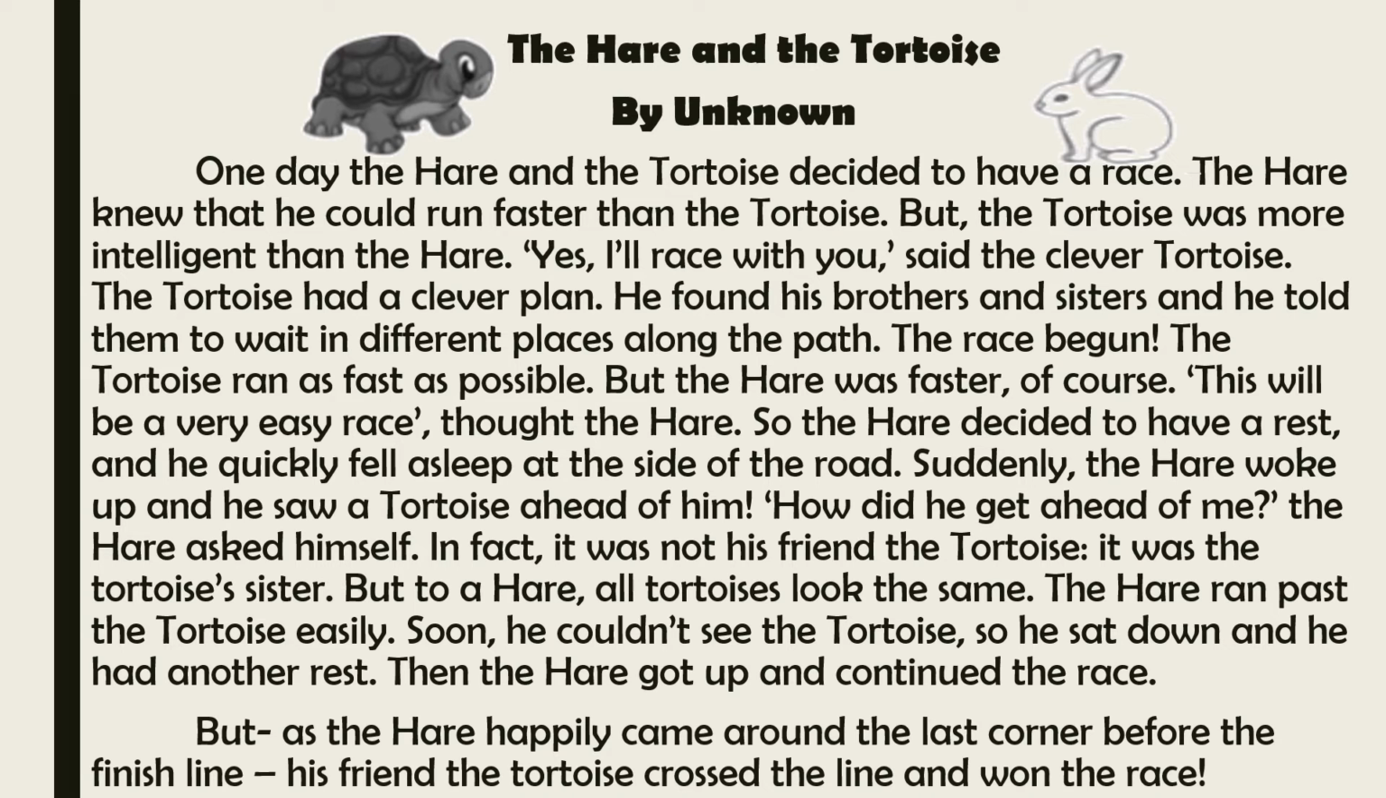So one day, the hare and the tortoise decided to have a race. The hare knew that he could run faster than the tortoise, but the tortoise was more intelligent than the hare. Yes, I will race with you, said the clever tortoise. The tortoise had a clever plan. He found his brothers and sisters, and he told them to wait in different places along the path. The race began. The tortoise ran as fast as possible, but the hare was faster, of course.